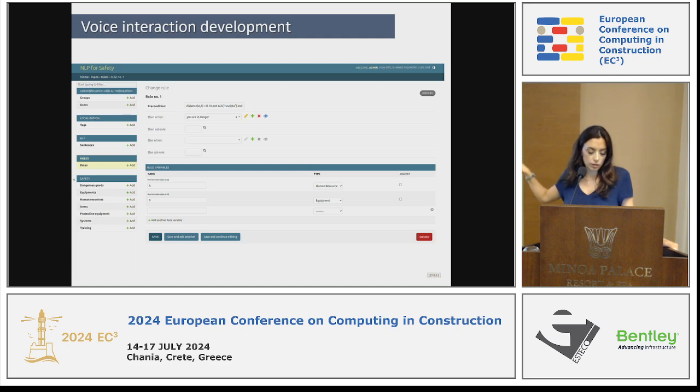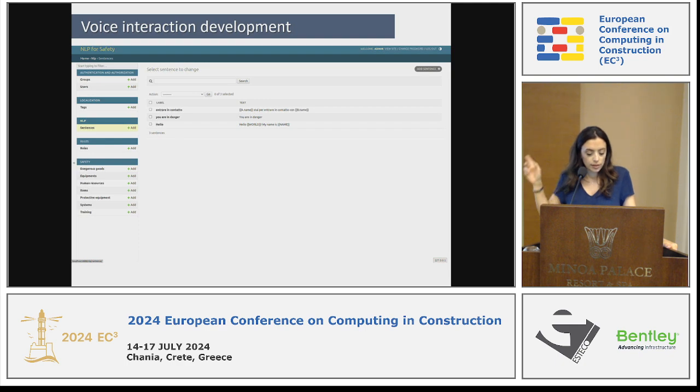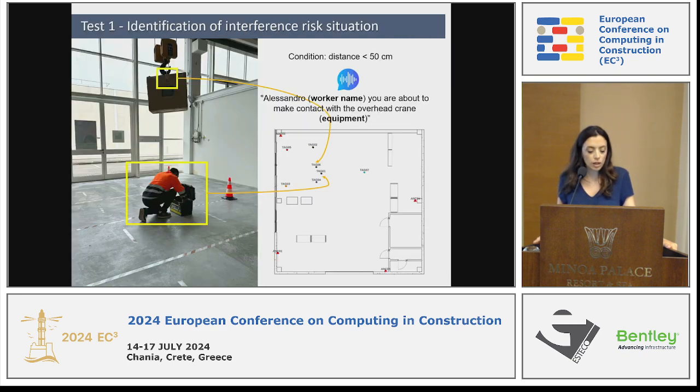On the right side of the screenshot of the application, you see how we define a rule. So in this case, it was a distance threshold above which some alarm starts. And this is the way we define rules. And here we also define, of course, the vocal message that we give back to the site according to some situation. These were the tests that we have done in our laboratory.